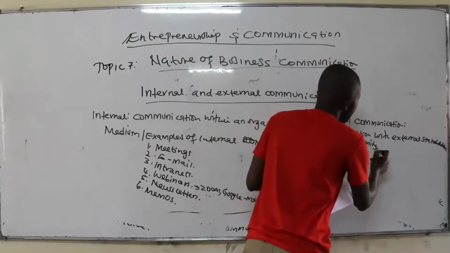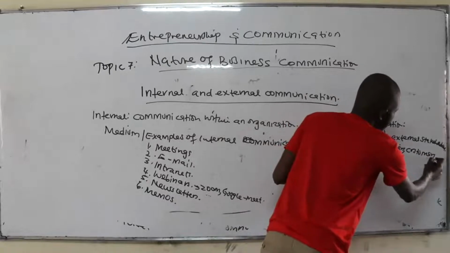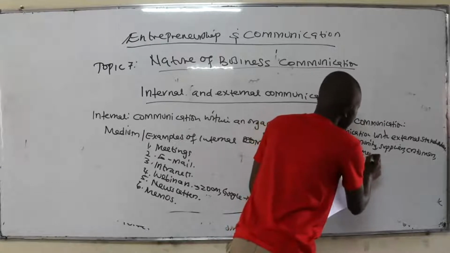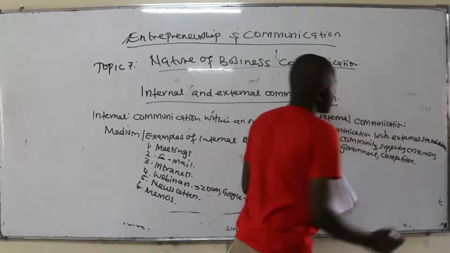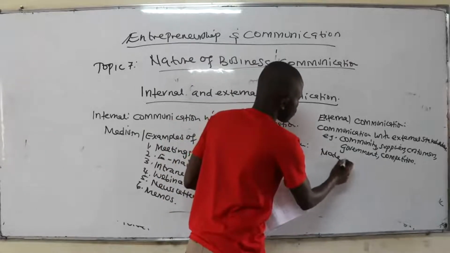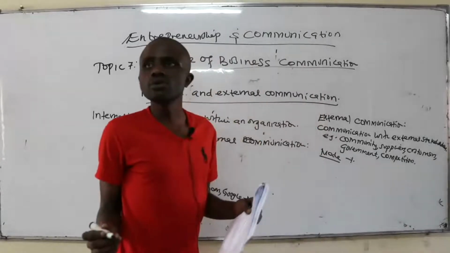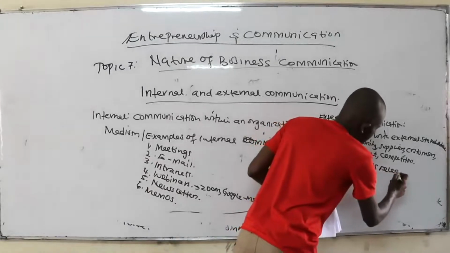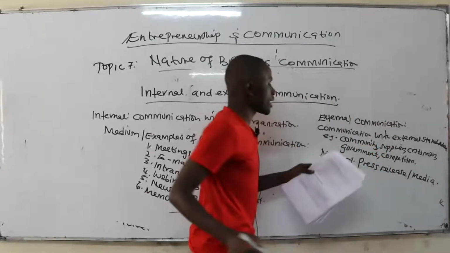We communicate with our suppliers, our customers, the government. Externally, we also communicate with our competitors. And the modes of external communication: number one, we can communicate through press release, through media, newspapers. That's what we are calling press release.